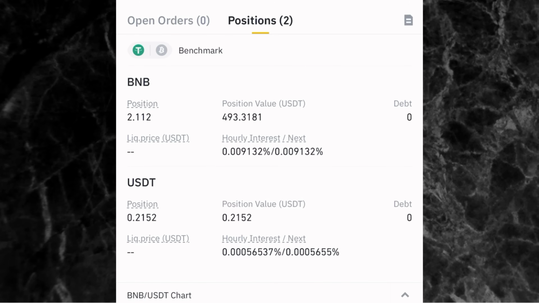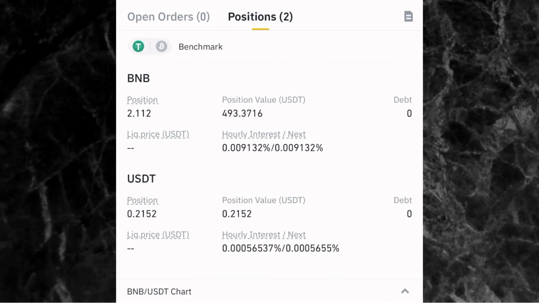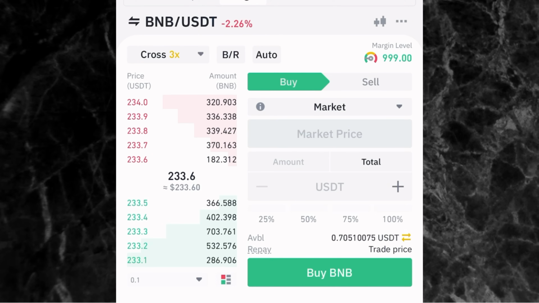Now, just like that, you don't have any debt again. You've repaid your debt already because you're already in profit, but you will still have BNB in your wallet. Remember, you bought BNB, you've not sold it. You only repaid your debt after you've already seen that you're already in profit. Now that you've repaid your debt, the next thing is to now sell the BNB you have in your wallet.